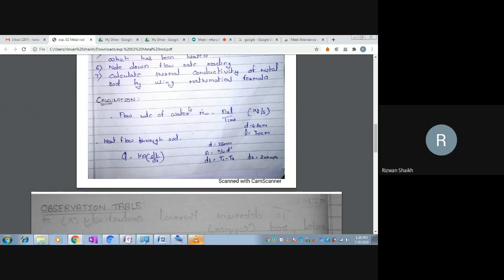Once the flow rate has been calculated, we can apply the heat flow rate through a rod and the heat flow rate through a water jacket. So if you apply the heat flow through a rod, then you have to consider D as the diameter of the rod. So area is pi by 4 D square. And change of temperature will be T1 minus T9. This is the temperature of the rod, change of temperature.